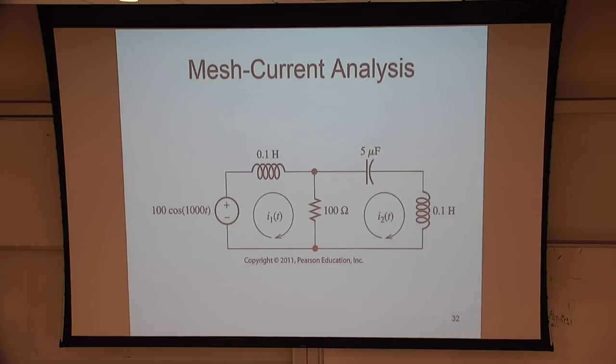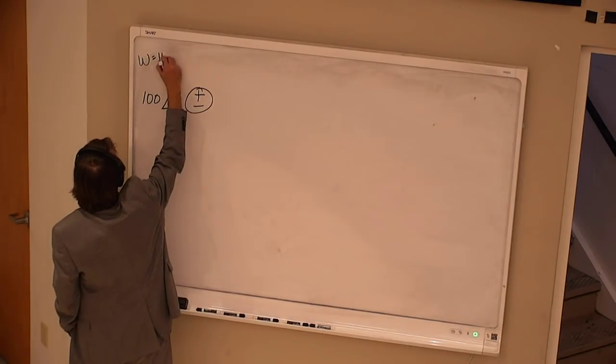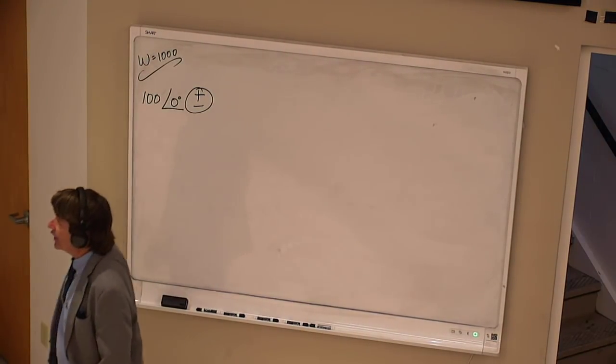Solve for I1, solve for I2. Now, the key thing I want to share with you about Chapter 5, I said it twice in each section today. Chapter 5 is like Chapter 2, except complex arithmetic. All right? So, plus and minus, this is now 100 at an angle of 0 degrees. I'm going to write down here that omega is 1,000.